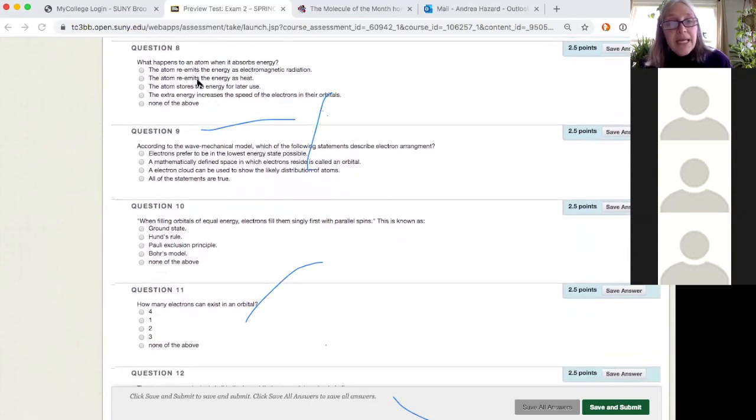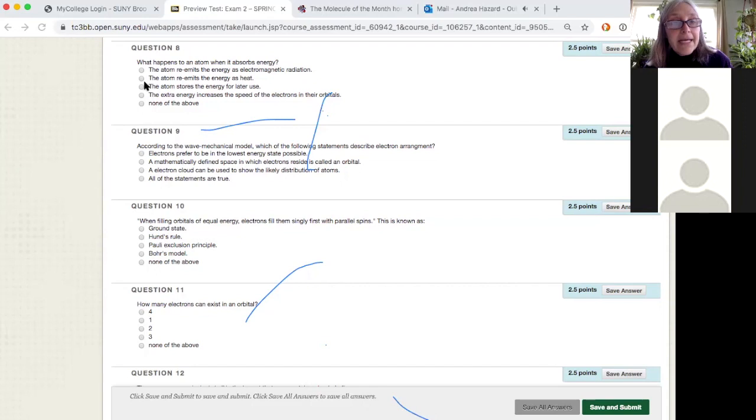What happens to an atom when it absorbs energy? Okay, and let's again just look at the choices. The atom re-emits the energy as electromagnetic radiation. So that sounds correct, but let's read the others. The atom re-emits the energy as heat. That is not correct. It's electromagnetic radiation that is released. The atom stores the energy, and that is not true.